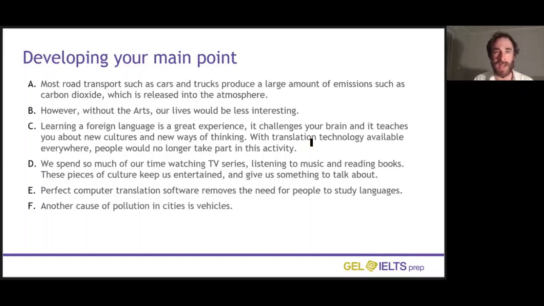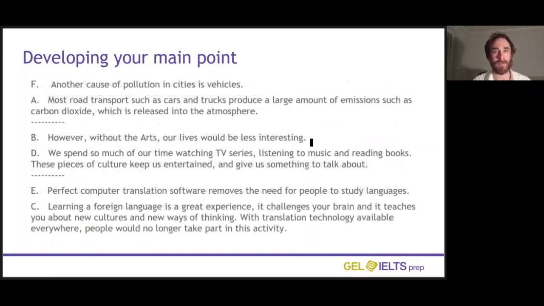Okay, let's look at these matches. So F matches with A. F is the topic sentence, A is the supporting sentence. B matches with D, where B is the topic sentence, and E matches with C, where E is the topic sentence. Now let's look at why these are good.